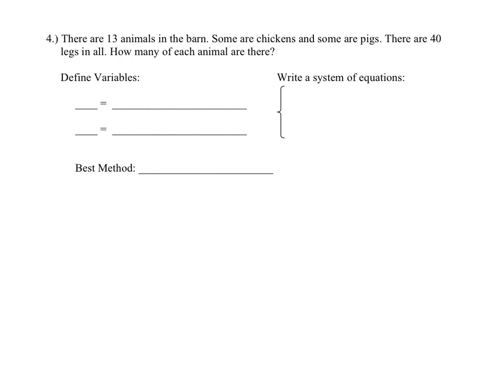There are 13 animals in a barn. Some are chickens, some are pigs. There are 40 legs in all. How many of each animal are there? Well, the question, how many of each animal are there? Well, there are your variables right there. We've got chickens and we've got pigs. I'm going to go ahead and use C and P. So I've got chickens is C and P is pigs.